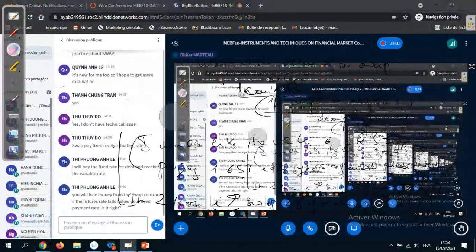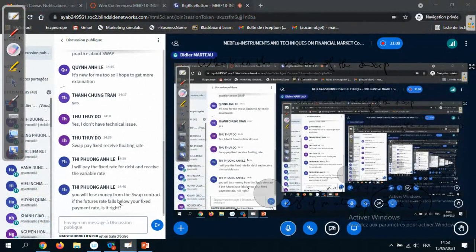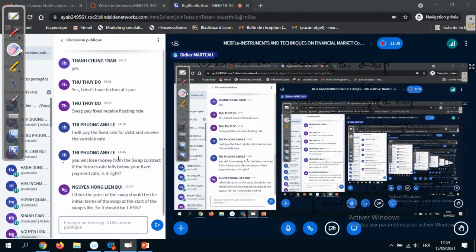What is the value, the positive value of a swap, which pays during 28 years 1.65 when the new swap rate has moved to 3.65. Nominal value of swap is 100 million euro. Aha, someone is writing. Before Tui. Oh, be careful, Tui. Someone says, I think the price of the swap should be the initial term of the swap. So it should be 1.65%.